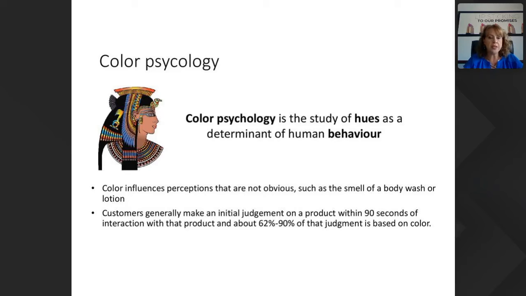Consumers generally make an initial judgment on a product within 90 seconds of interaction with that product. And around about 62 to 90% of this judgment is based on color. Now, this is information coming from Mintel, but I think one can just deduce for yourself that color plays a huge part when it gets to selection of a product off shelf, whether it's the color of the product itself or even the packaging in which it is packed.